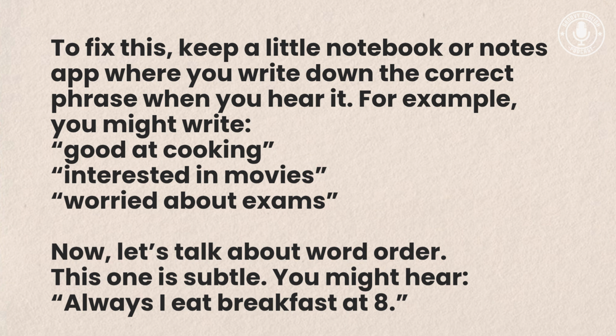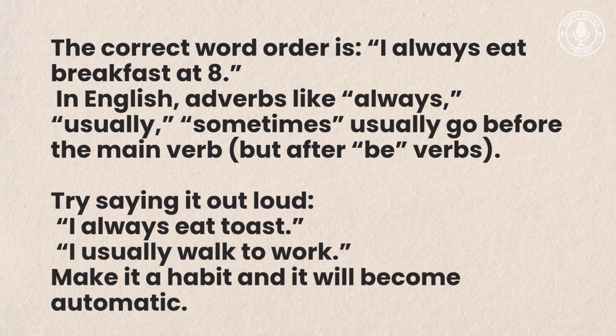Now, let's talk about word order. This one is subtle. You might hear, "Always I eat breakfast at 8." The correct word order is, "I always eat breakfast at 8." In English, adverbs like always, usually, sometimes go before the main verb, but after be verbs. Try saying it out loud. I always eat toast. I usually walk to work. Make it a habit and it will become automatic.